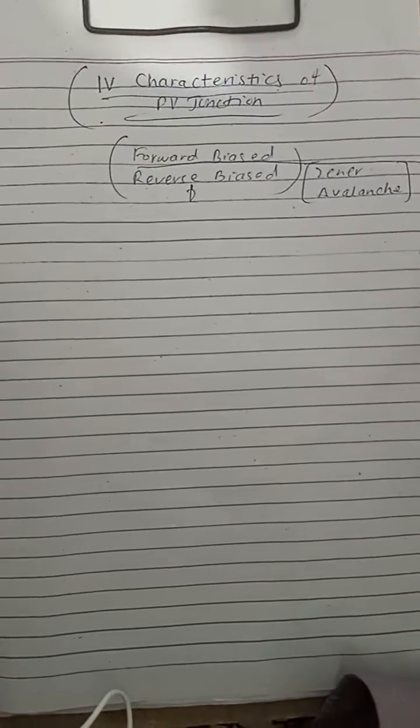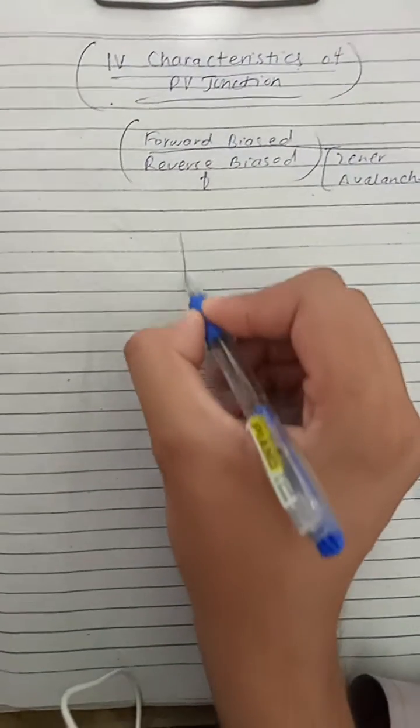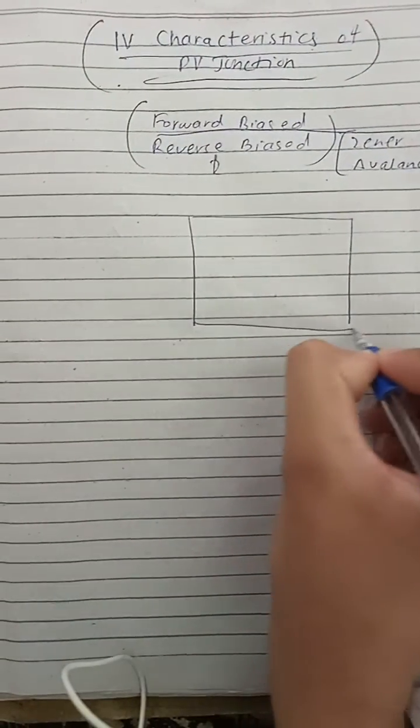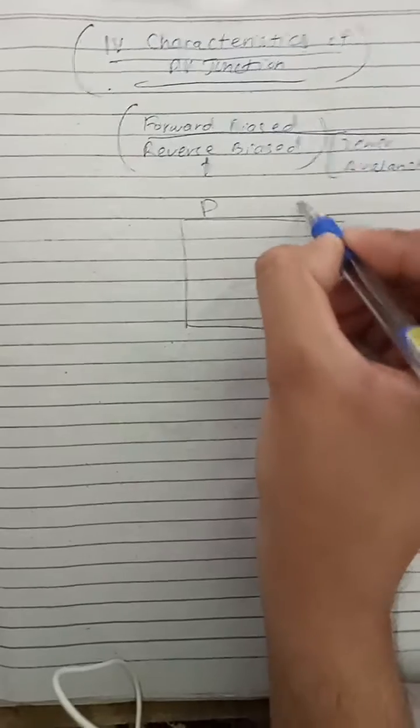We're going to study the four characteristics of the PN junction. First of all, we're going to study forward bias and reverse bias. We already know about the P and N junction. If you make a PN junction, here is the P and here is the N.